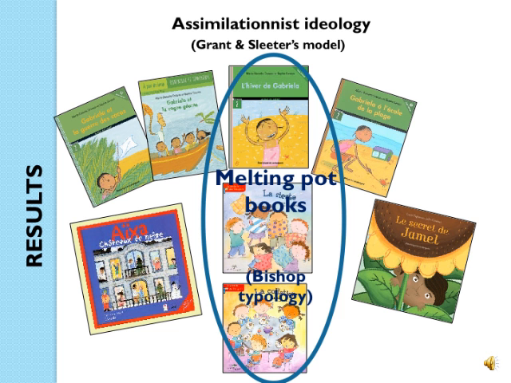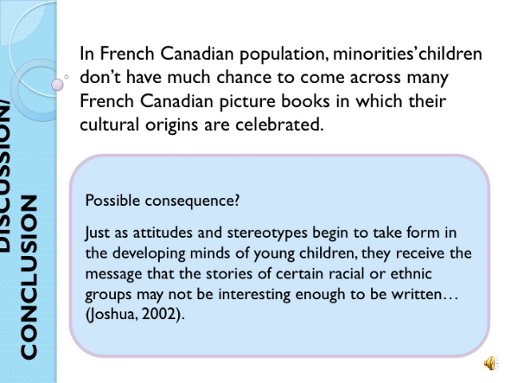When taking into account Bishop's typology, 3 books are found to be melting pot picture books, which means that white and non-white people are depicted as being exactly the same, except for the color of their skin. Without looking at the illustrations of those picture books, you wouldn't be able to tell if the story you are listening to is about members of visible minorities.